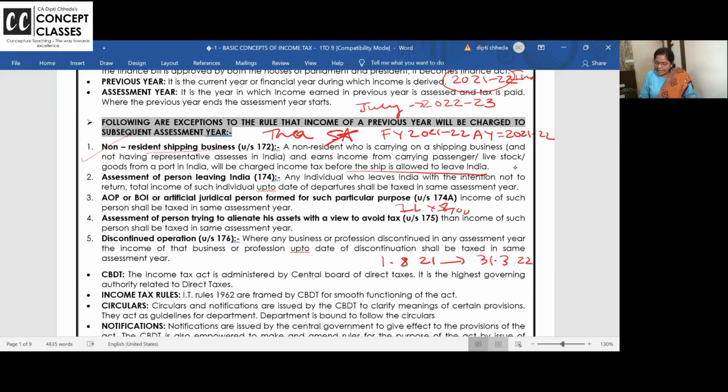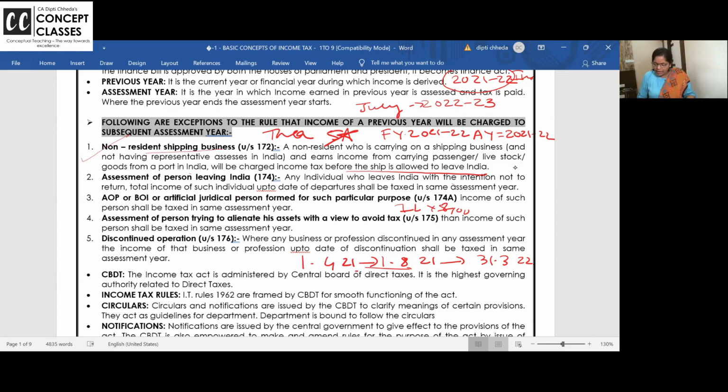Yes. Any individual who leaves India with the intention not to return back, then total income up to the date of departure, from 1st April 21 to 1st August 21, whatever you have earned till the date you leave, pay the tax, bye-bye. We will not wait for the previous year's income to be assessed in the next year.